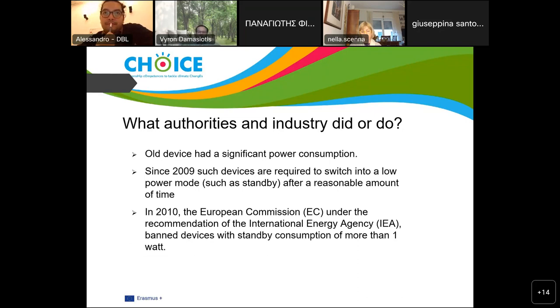Okay, let's see what governmental authorities and industry have done about this. All devices had a significant power consumption. However, since 2009, such devices are required to switch into a lower power mode, such as standby, after a reasonable amount of time. For example, if you have an old TV monitor, you will see that when you close the desktop, after some time, a minute, 2 minutes, 5 minutes, depending on how old your device is, they switch to standby mode. In 2010, the European Commission, under the recommendation of the International Energy Agency, banned devices with standby consumption of more than 1 watt.